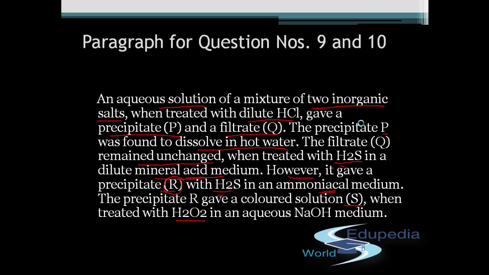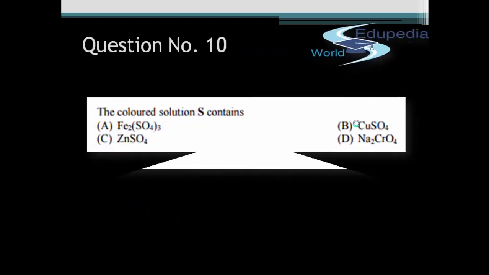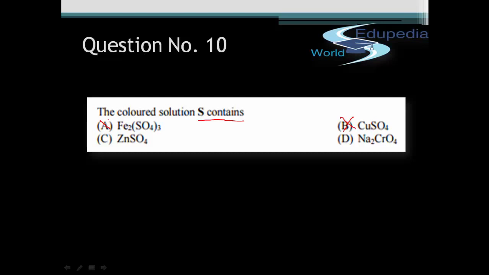So that means that if we go back to question number 10, your A is also eliminated, B is also eliminated. Now we are left with option C and option D. Option C again can't be the case because it says that compound S, that is the final solution, is colored in nature, and we all know that all zinc salts, zinc cation is always a colorless species. So option C can't be there, which only leaves us with option D as the correct answer.